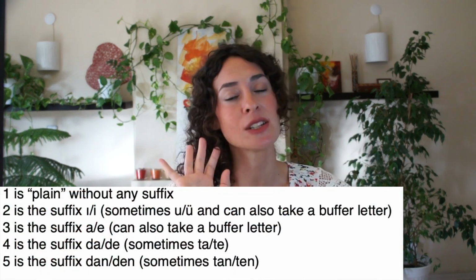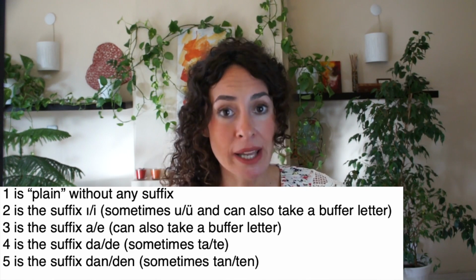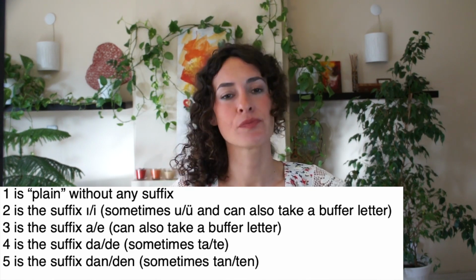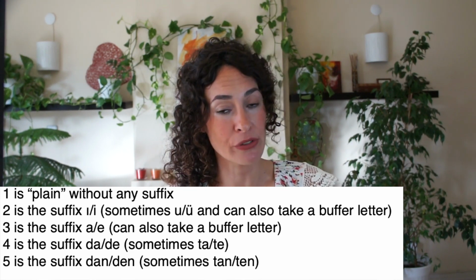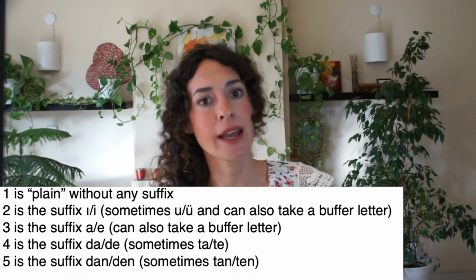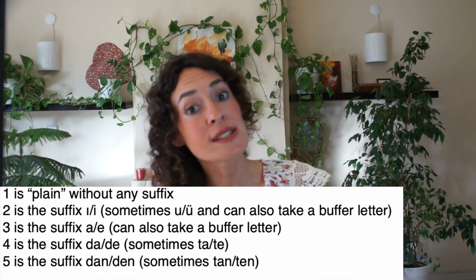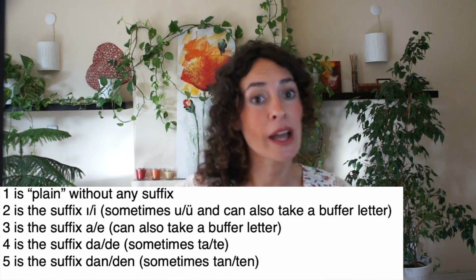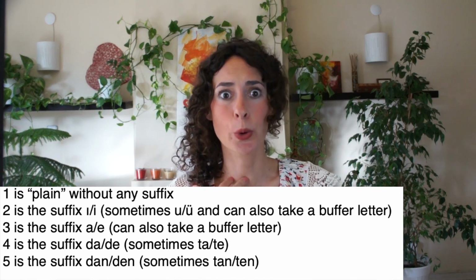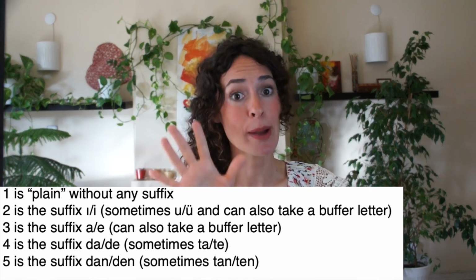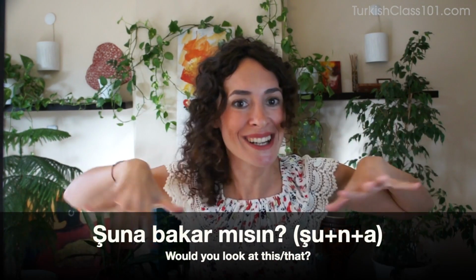I will just say we have 5 modes of nouns in Turkish. 1 is the plain one without any suffix. 2 is the suffix ı, sometimes u, and can also take a buffer letter. 3, suffix a or e, can also take a buffer letter. 4 is the suffix da or de, sometimes ta or te, and 5 is the suffix dan or den, sometimes tan or ten. So, these are the 5 modes of nouns, and pronouns also can take these suffixes, as in this demonstrative pronoun example. I will just put it here somewhere.